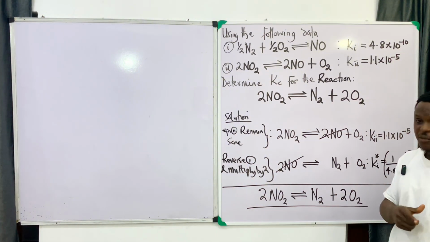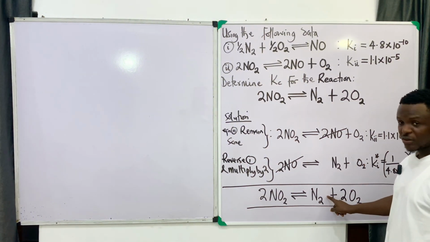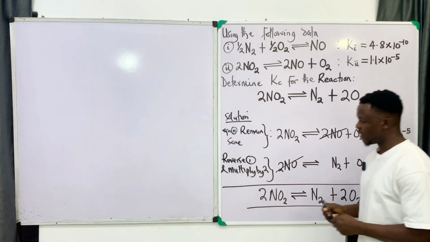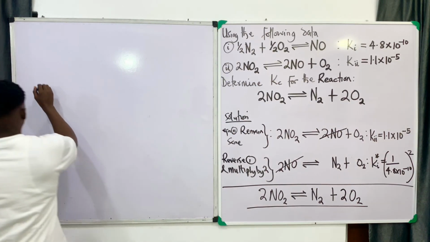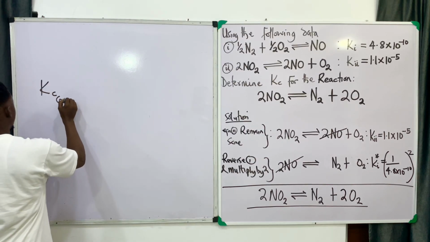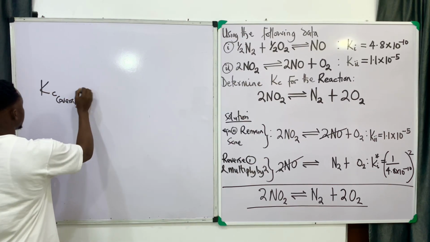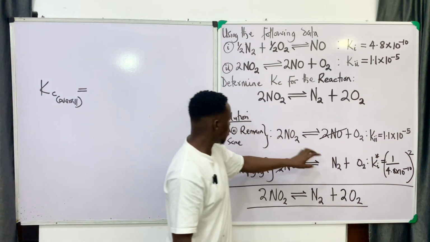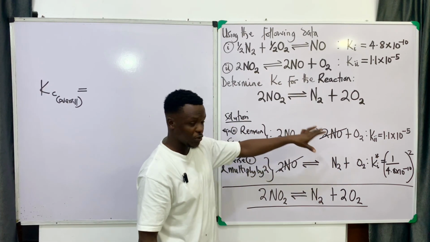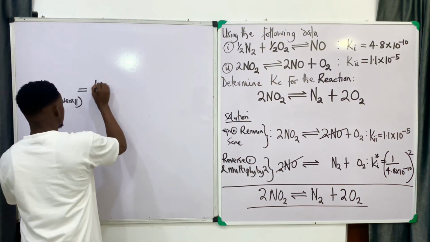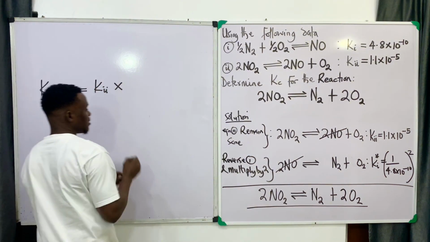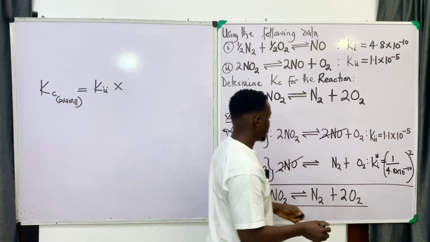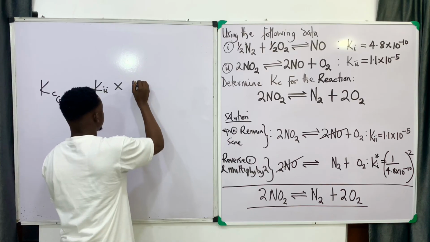So what we want to do now is to get the equilibrium constant, because we were not asked for just this equation, we were asked for the equilibrium constant. So I will say Kc of the overall reaction is going to be K2. Remember, we did not do anything to this equation 2, we just brought it down like that. It will be K2 times this guy. So let's say times.